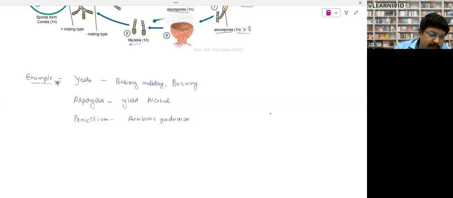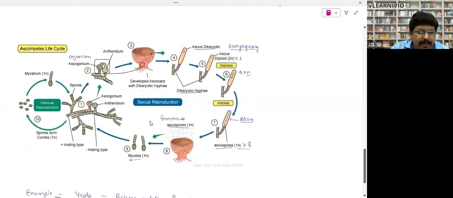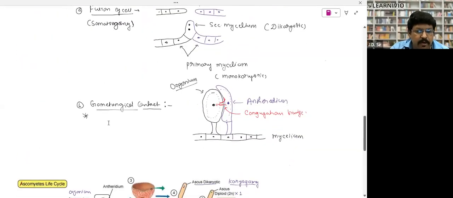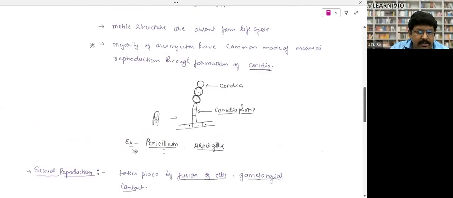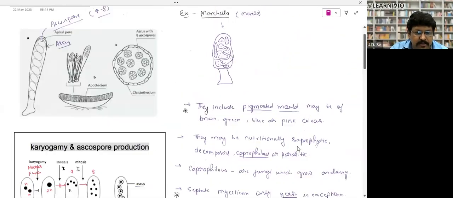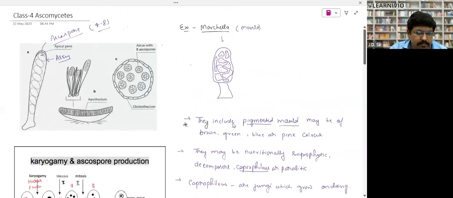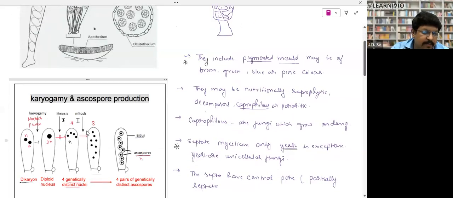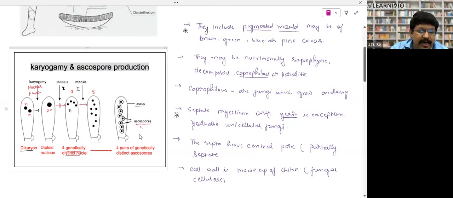So what do you need to remember here? Examples, gametangial contact, conidia, yeast, pigmented mold, and the number of ascospores in an ascus. Inside an ascus, there may be 4 or 8 ascospores. That is also a question. Tell me if you have any doubt. No, sir.